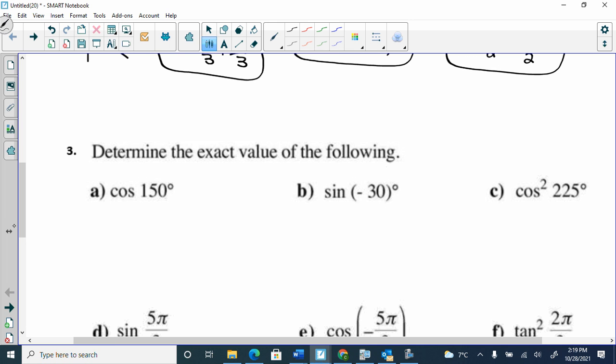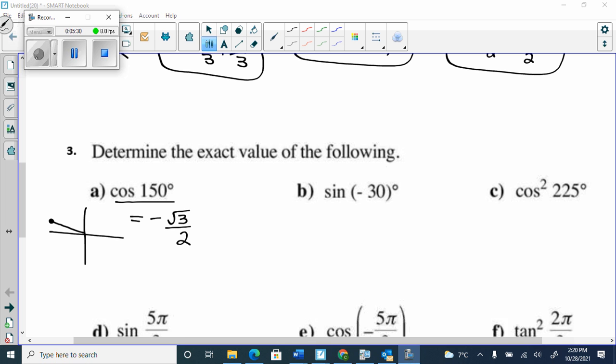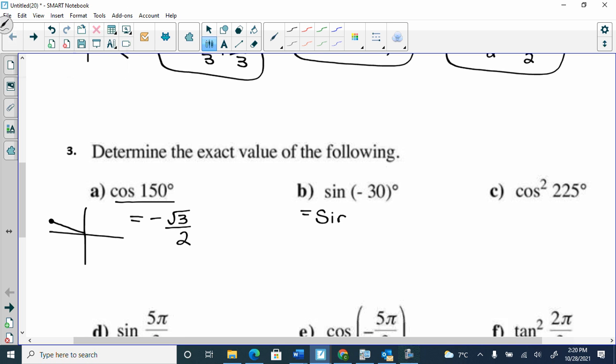Determine the exact value of cos 150. Cos 150 is here, which means if it's cos, it's an x, and x is negative there, and it's negative root 3 over 2. Okay. Sine of negative 30. Okay, so this is the same as sine of 330 because you can just add 360 to it. And at 330, sine is what? Negative 1/2.